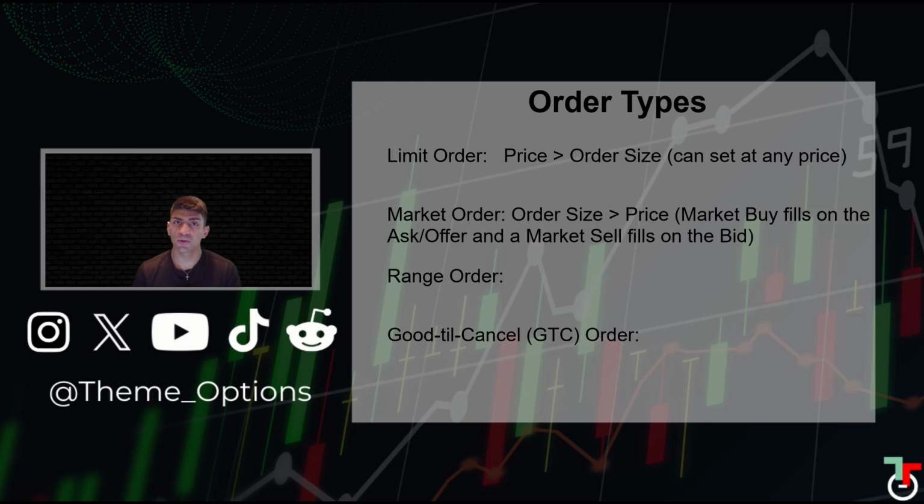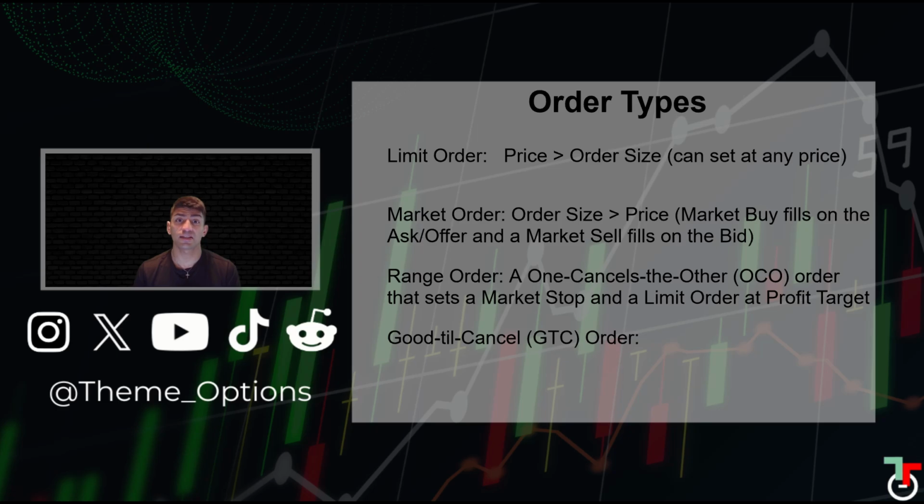That brings us to a range order. A range order simultaneously sets a stop and a profit target. The stop loss is set as a stop market order, meaning if the stock or options contract trades at this price, it will trigger an order for the entire share size. The profit target is set as a limit order, and I use range orders all the time because I can simultaneously set my stop and my profit target and not think twice about it.